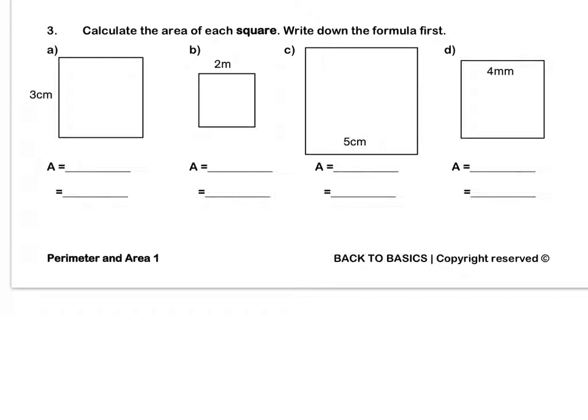Question 3. Calculate the area of each square. Write down the formula first. Let's do C together. Area is equal to length squared. You could also have written length times length, either one. Then 5 times 5 is 25, and our units, very important, centimeters squared. Press pause to complete question 3 by yourself.